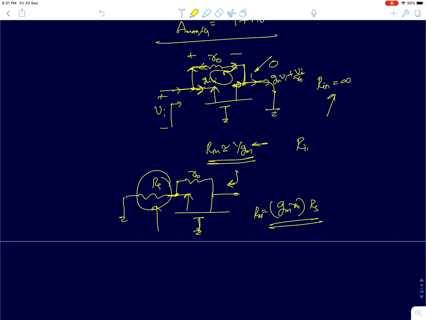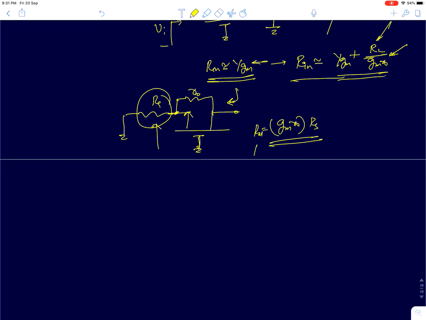And also I haven't shown Rin for a general RL. You can approximately show this to be 1/gm plus RL/(gm R0) approximately. Again, these are all approximate results. You can show this result very easily. The input resistance of a common source configuration also depends upon the load resistance, and the output resistance of a common gate configuration also depends upon the source resistance.